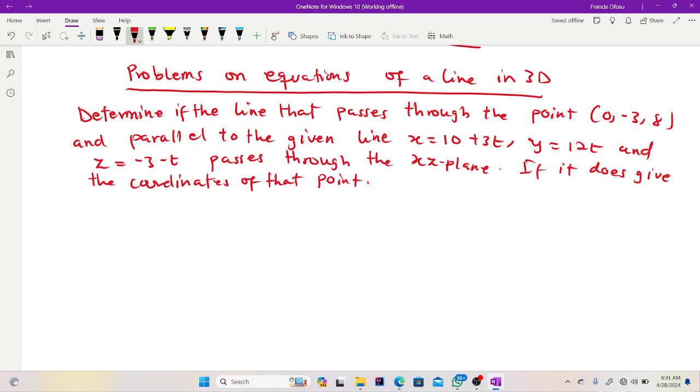In this video, we're going to solve problems on equations of a line in three-dimensional space. We did so in our previous video, so we are taking it to another step. Let's see. Determine if the line that passes through the point (0, -3, 8) and is parallel to the given line x = 10 + 3t, y = 12t, and z = -3 - t passes through the xz plane. If it does, give the coordinates of that point.